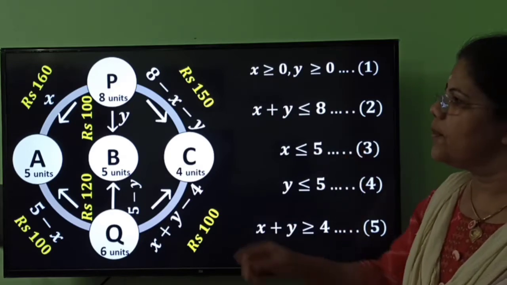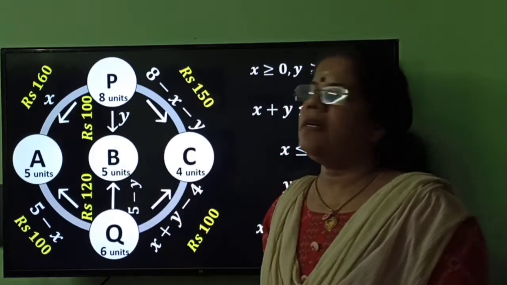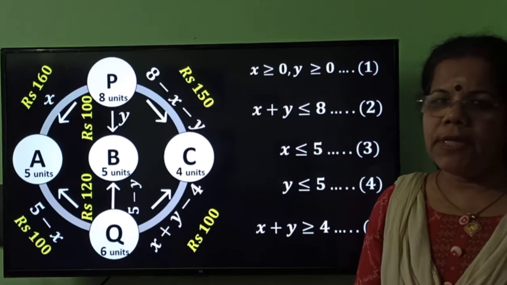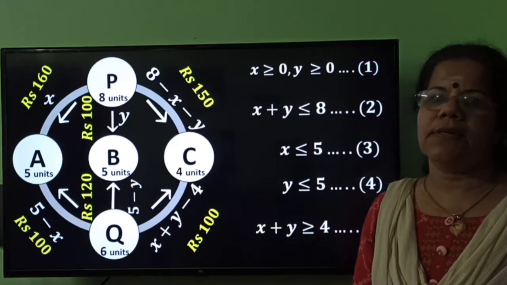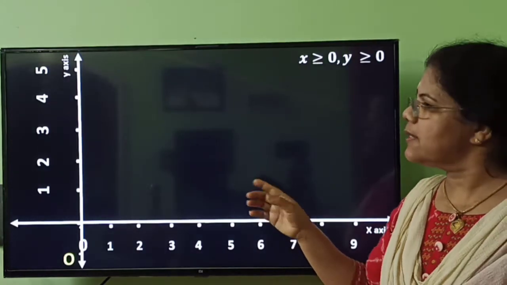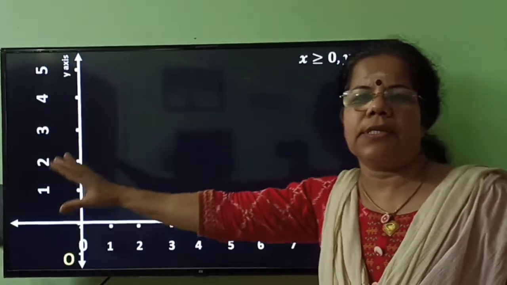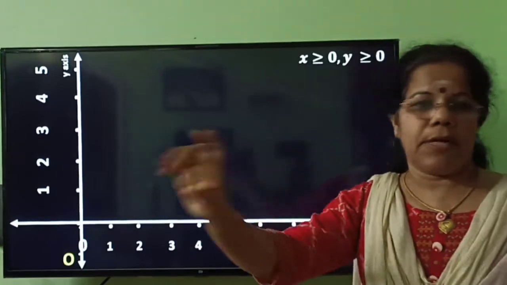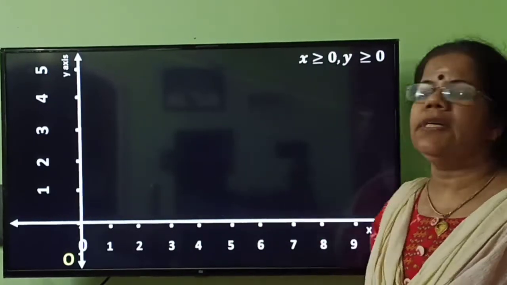Right? Now, from this, we can calculate the function to be minimized, which is the transportation cost. Later we will take that function, because it is a lengthy process to calculate it. Now we will plot the graph.